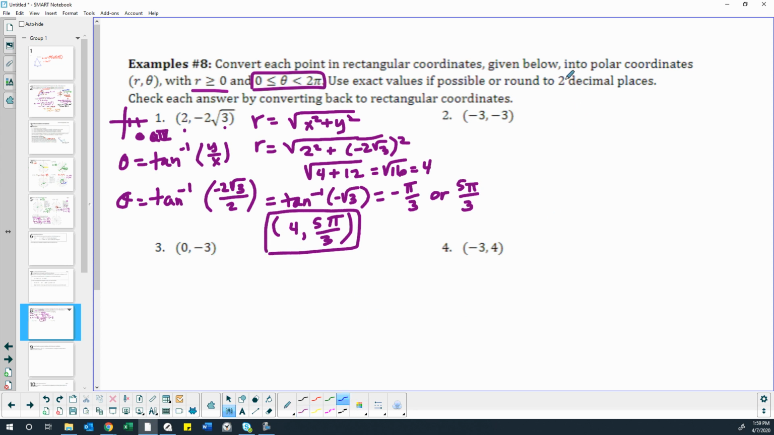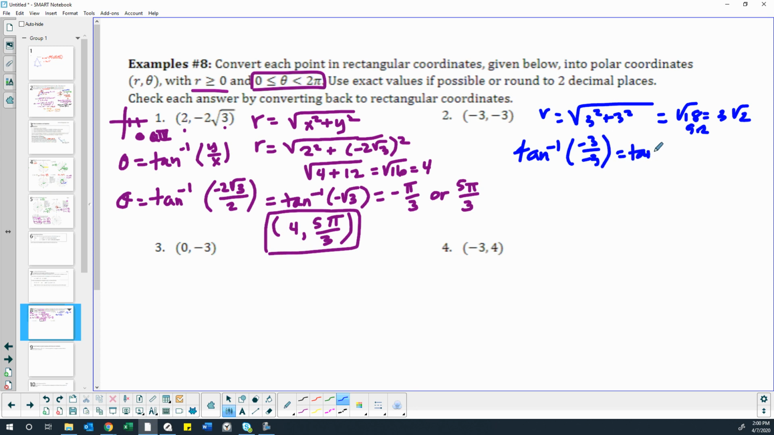Whew, number 2. So r is the square root of negative 3 squared plus negative 3 squared. I don't want to write the negatives. So that's 9 plus 9 is 18. So square root of 18, which is 9 times 2 is 18. So that would be 3 square root 2. So there's r. And then the inverse tangent of negative 3 divided by negative 3 would be the inverse tangent of 1, which would be what? What number gives us a tangent value of 1?